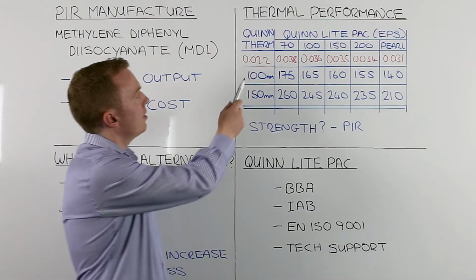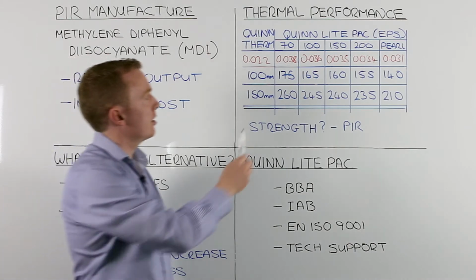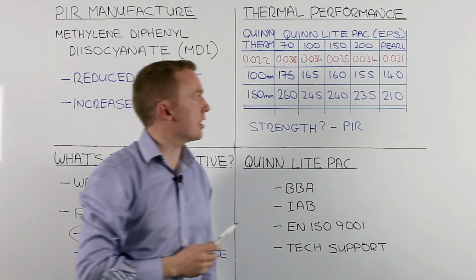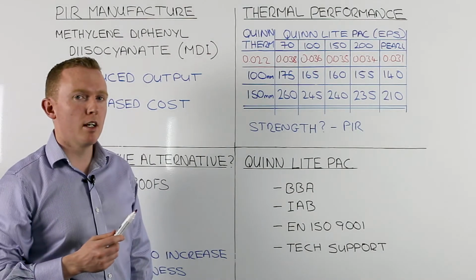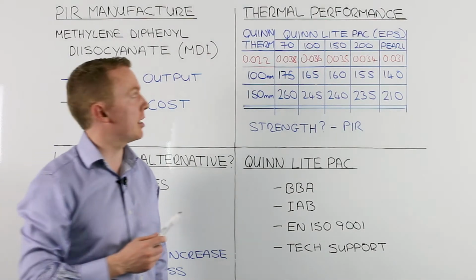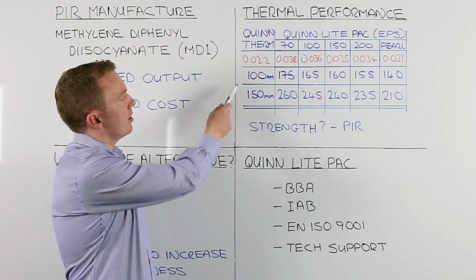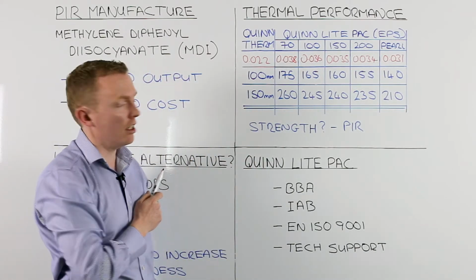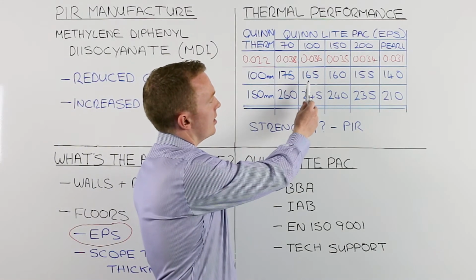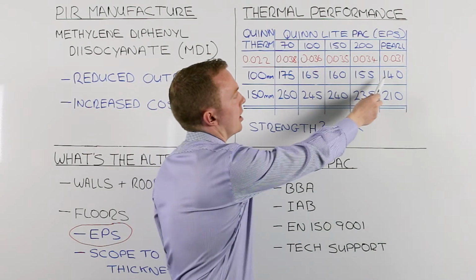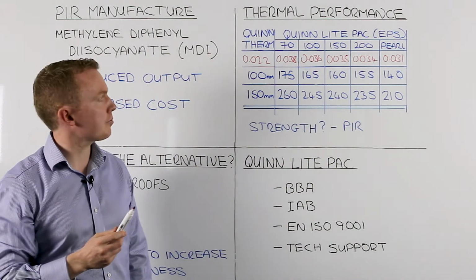So if we look here, our Quinn Therm insulation is obviously more thermally efficient than our full range of EPS insulations. However, we can achieve the same U value by increasing the thickness of the expanded polystyrene insulations. So if we take a typical depth of Quinn Therm insulation, 100 millimeters, you can see here the thicknesses that are required in each of our EPS insulations to achieve the same U value.